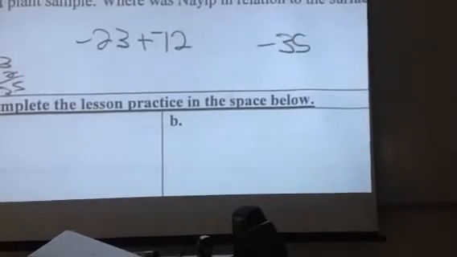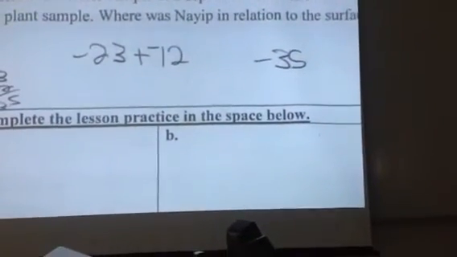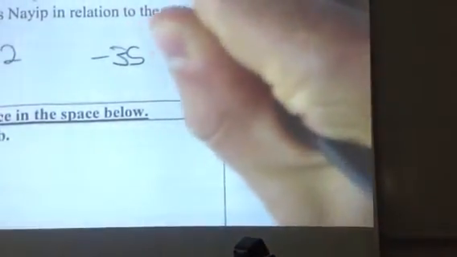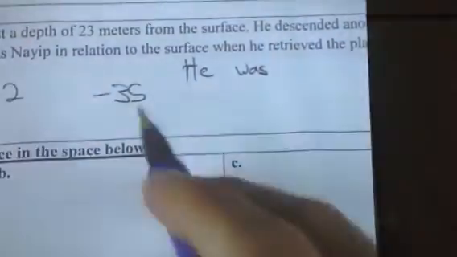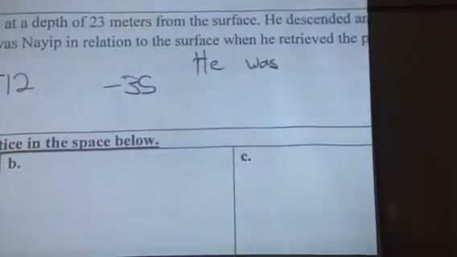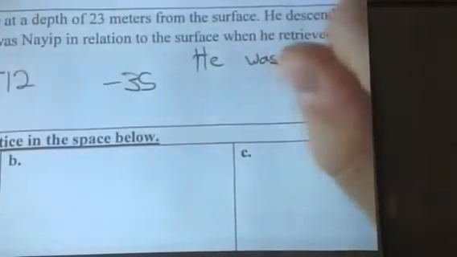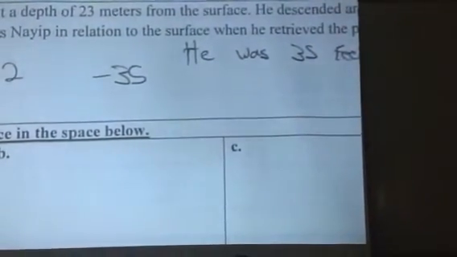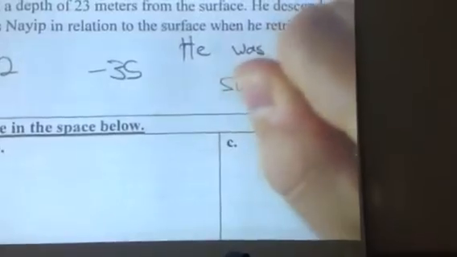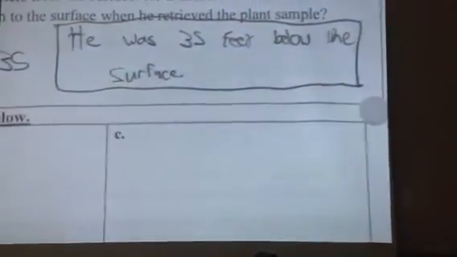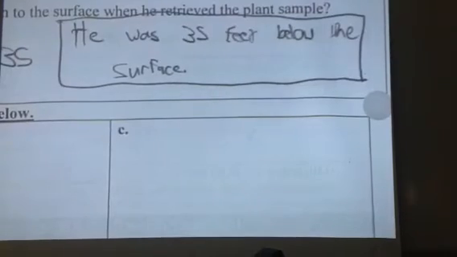So, where was Naip in relation to the surface when he retrieved the sample? Let's not just write -35. Let's write that in a complete sentence. He was... Now, how can I write a -35? If he's at -35, that means he's 35 feet under or 35 feet below. So he was 35 feet below the surface. That -35 can be written as 35 feet below the surface. Box that in. That is all.